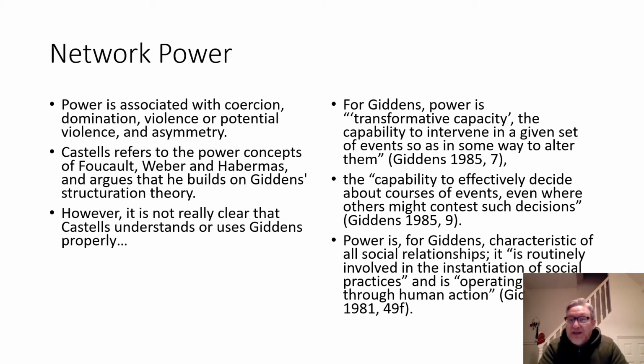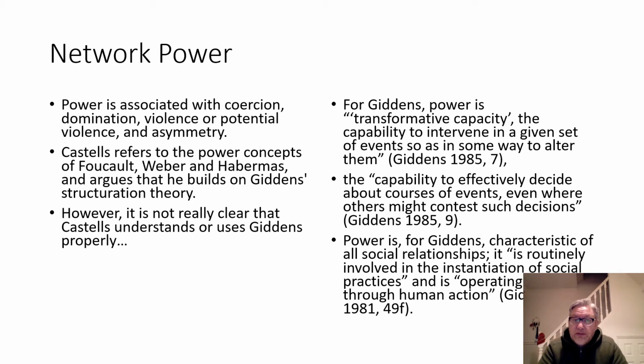Now, for Giddens, power is transformative capacity, the capability to intervene in a given set of events in some way to alter them, the capability to effectively decide about the course of events, even when others might contest such situations. Power is, for Giddens, a characteristic of all social relationships. It is routinely involved in the instantiation of social practices, and it operates through everyday human actions. So, for Anthony Giddens, power exists everywhere, and power relationships exist everywhere.